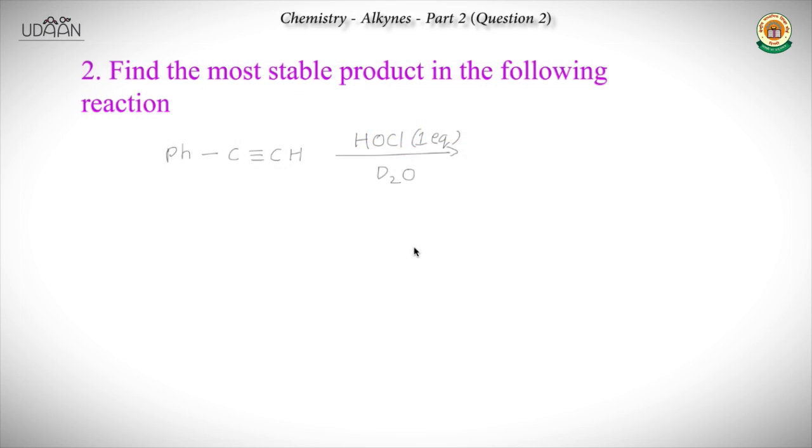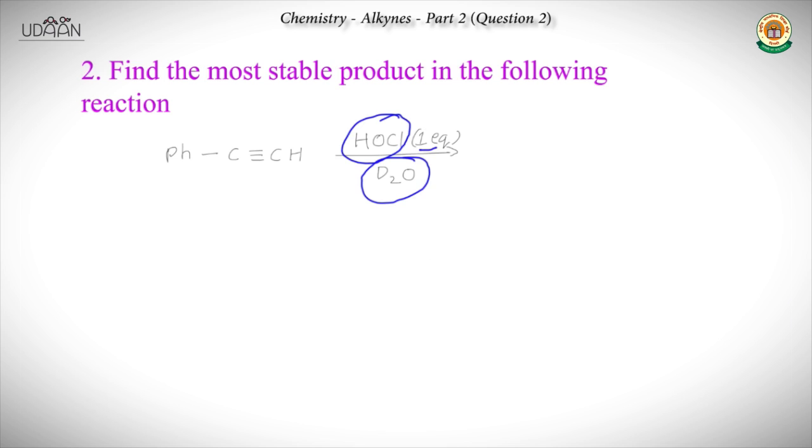Guys, it's time for us to move to the second problem, which is: find the most stable product in the following reaction. So this is an alkyne attached with a phenyl group, and you have a solvent D2O here, and you are given one equivalent of HOCl, which is your reagent. Okay. Now let's move into the question.